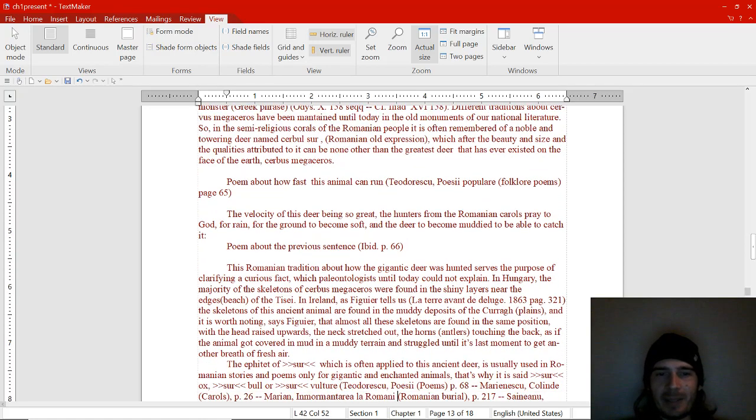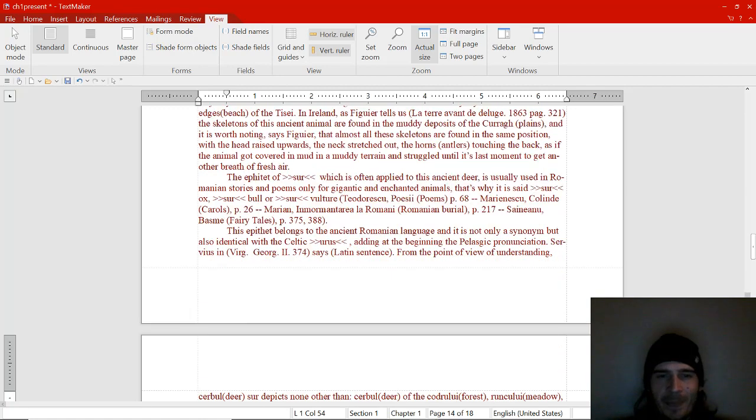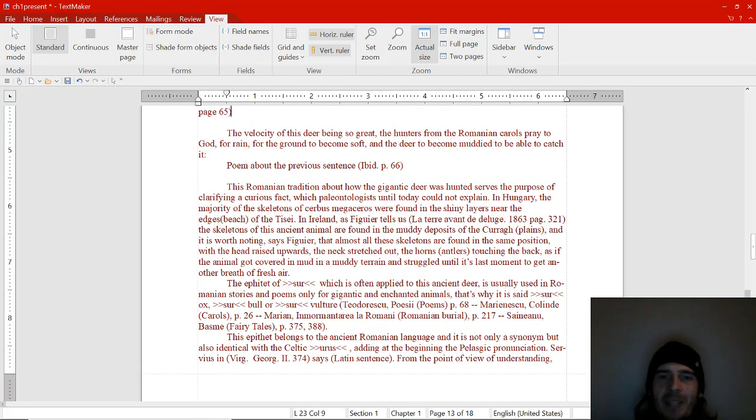Then there's a poem about the previous sentence. This Romanian tradition about how the gigantic deer was hunted serves the purpose of clarifying a curious fact which paleontologists until today cannot explain. In Hungary, the majority of the skeletons of Cervus megaceros were found in the shiny layers near the edges of the Tisza. Let's call it the beach, even if there isn't a beach, because it's a river. Banks, there we go, the banks of the Tisza.